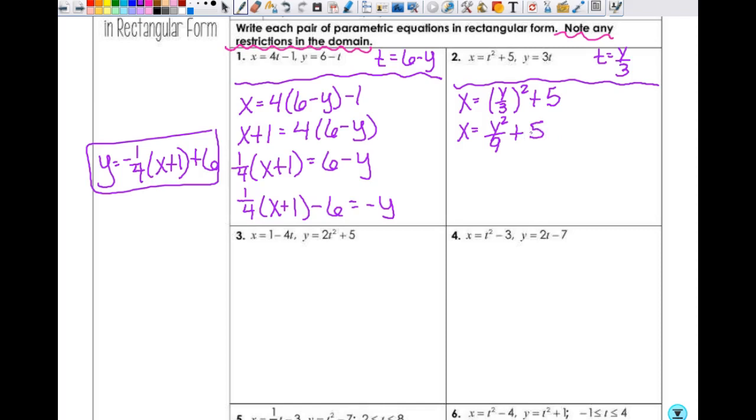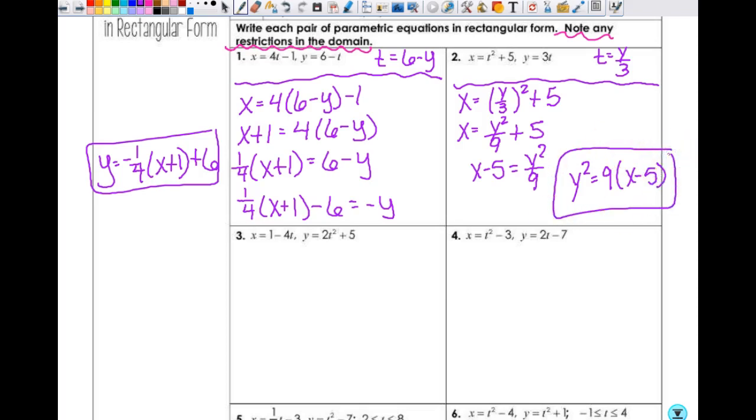So I'm going to subtract 5 from both sides. So x minus 5 equals y squared over 9. I want to get y by itself, so I'm going to multiply both sides by 9. So y squared is equal to 9 times (x minus 5). And it's fine to leave it as y squared, so we're done.